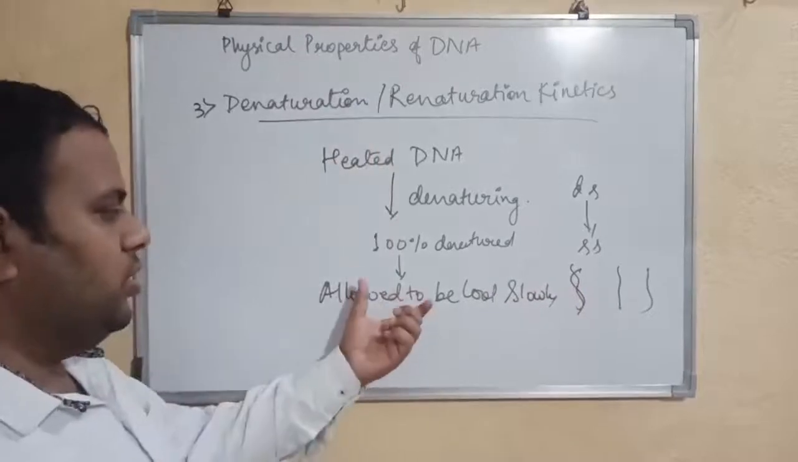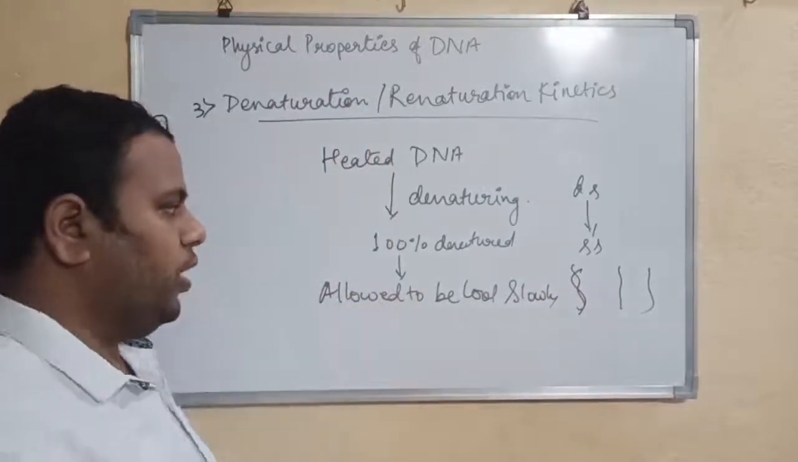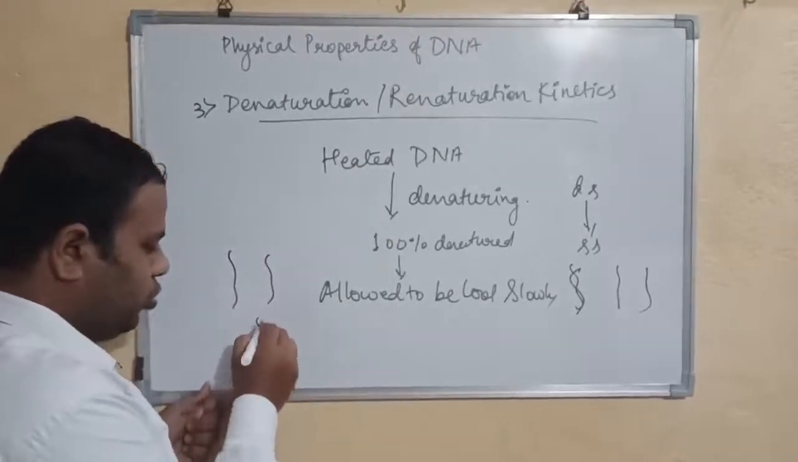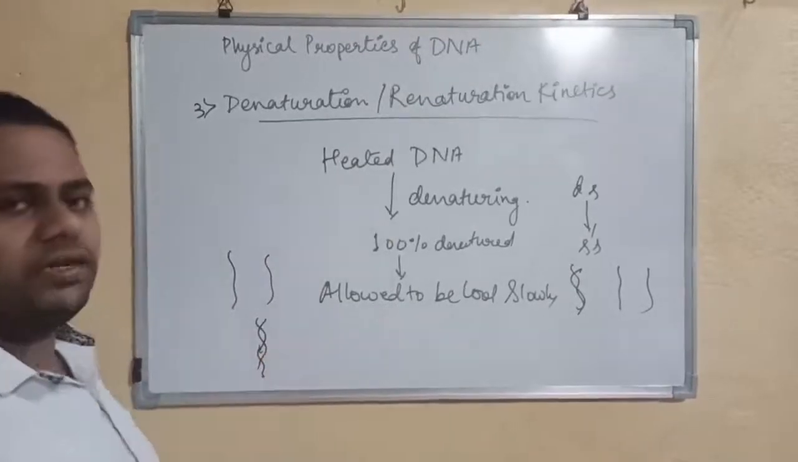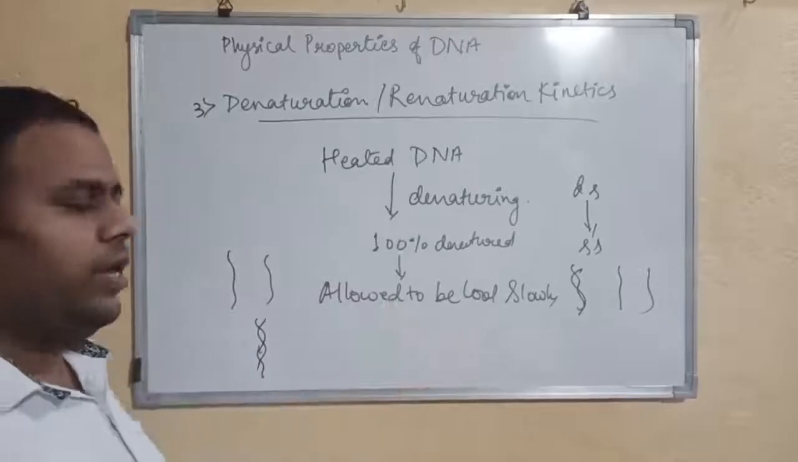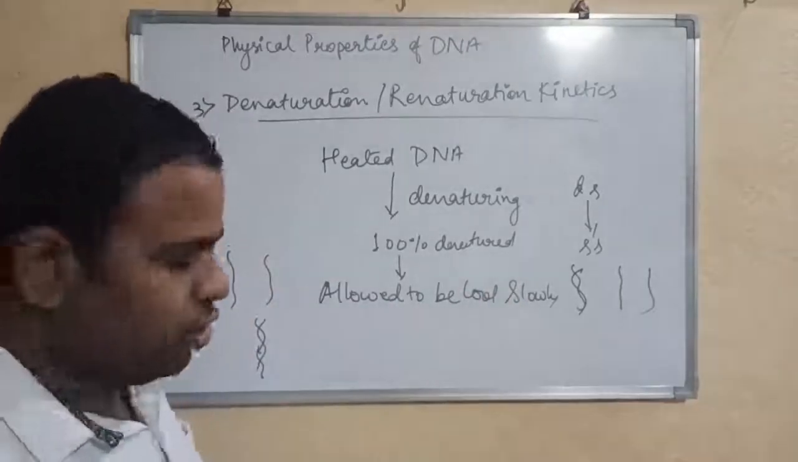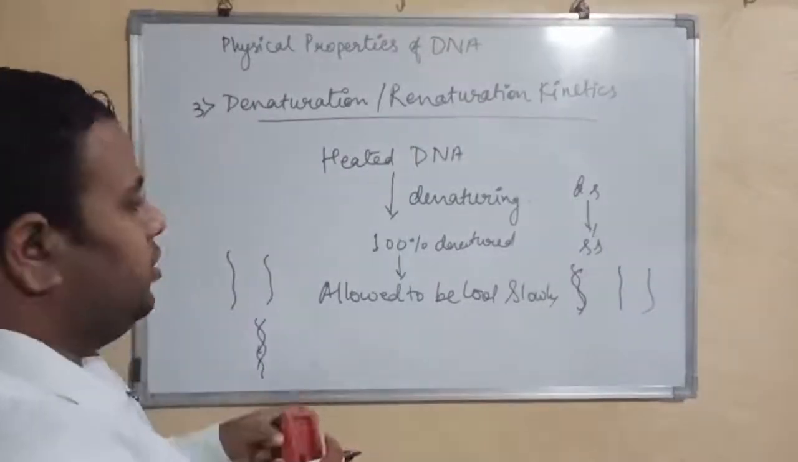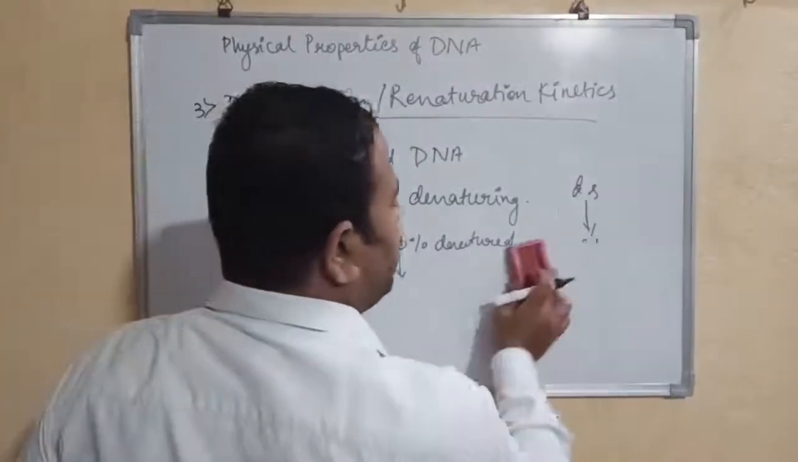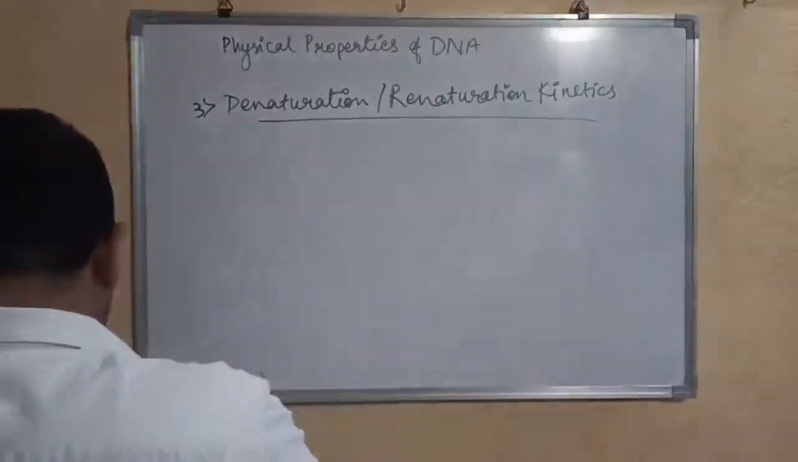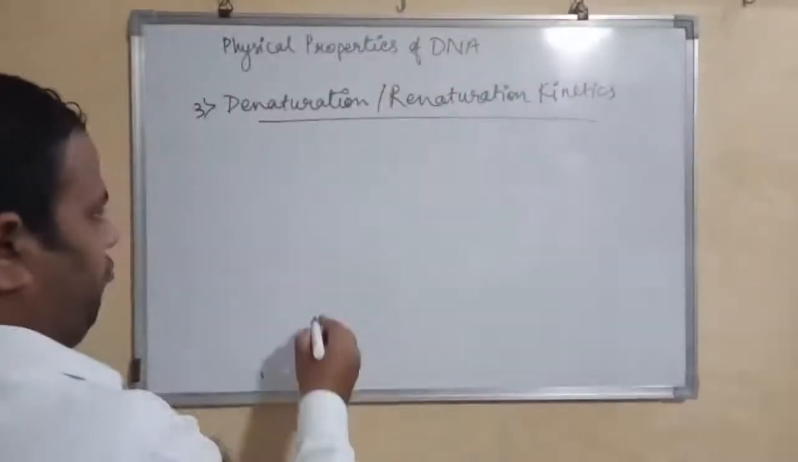Why? Because when the solution is allowed to cool slowly, the single-stranded DNA present in the solution starts to renature and form the double-stranded DNA. And this will happen slowly because we are allowing the solution to cool slowly. So when the solution is cooled slowly, the readings are taken for the renaturation of the DNA. Those readings are taken as a concentration versus time graph.